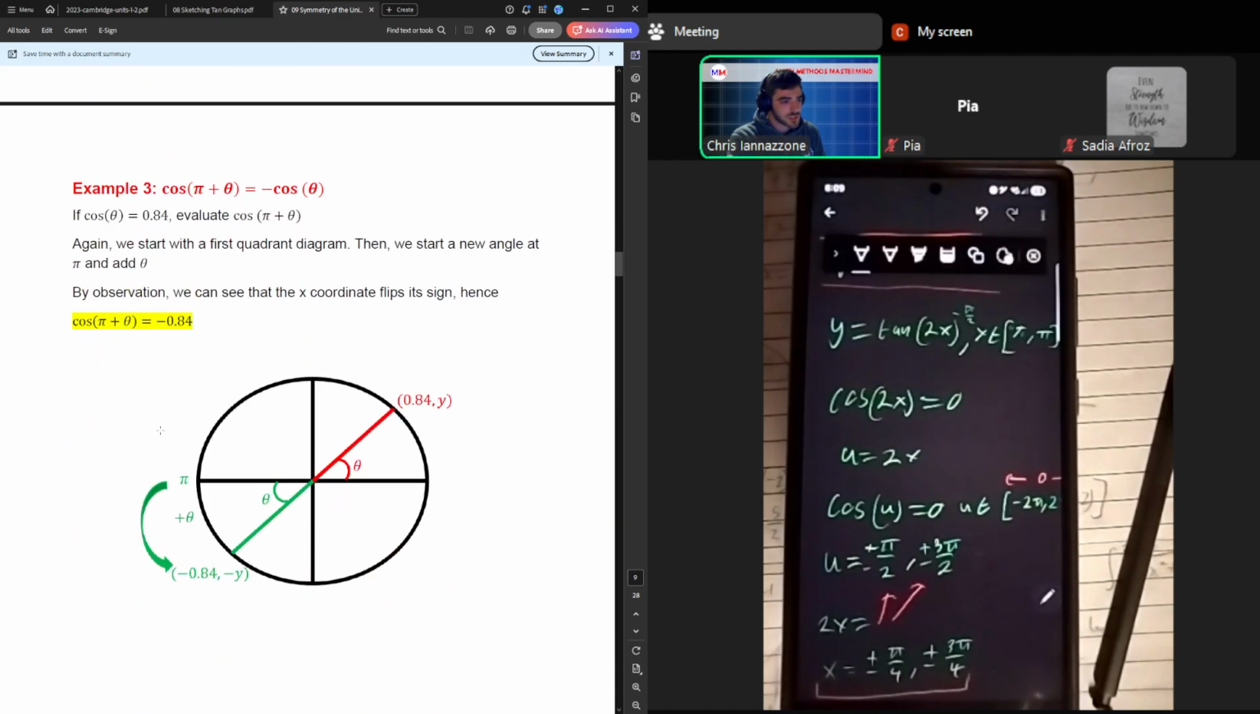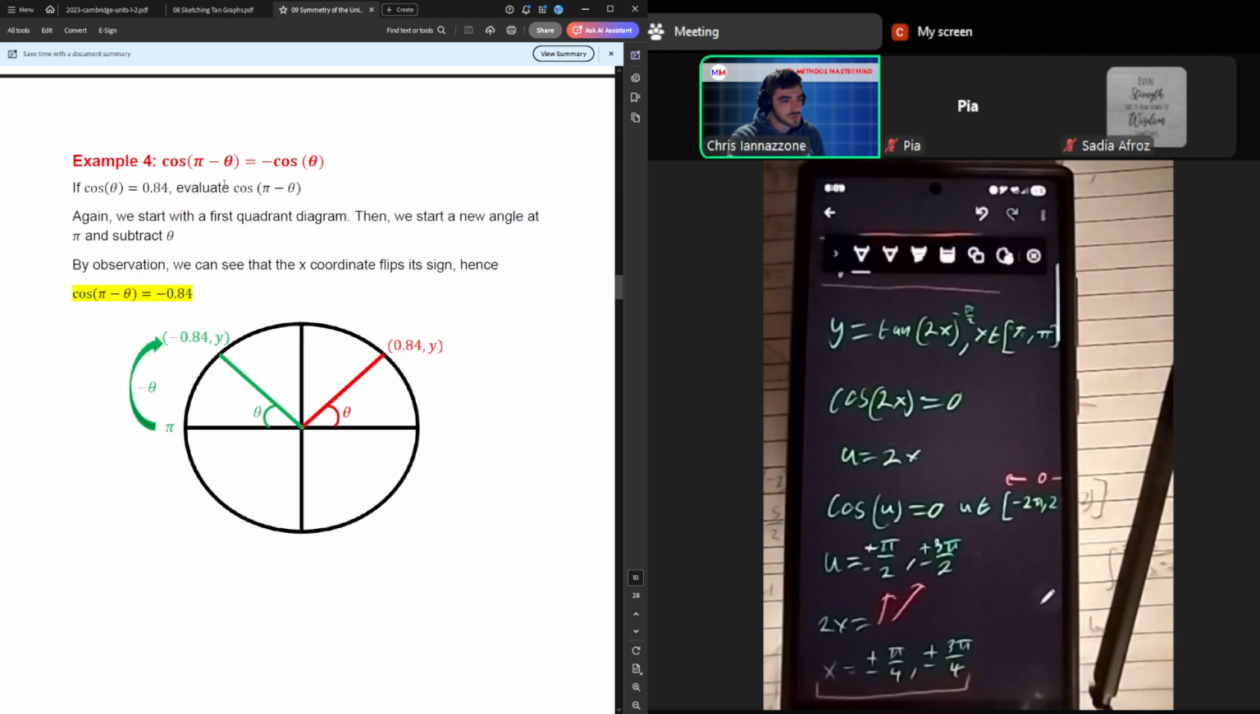When it comes to cosine, for pi plus theta, because they're both negative here, that makes sense. The cos should still be negative. Whereas when you do pi minus theta, sine was positive, but cos is still negative in this second quadrant section. So our 0.84 is now flipping to negative 0.84.